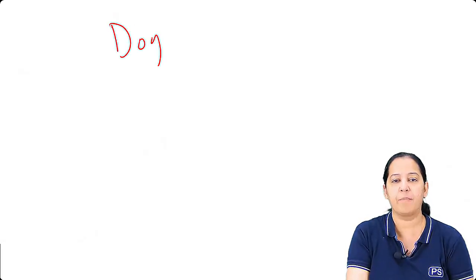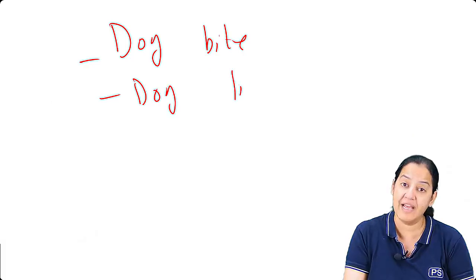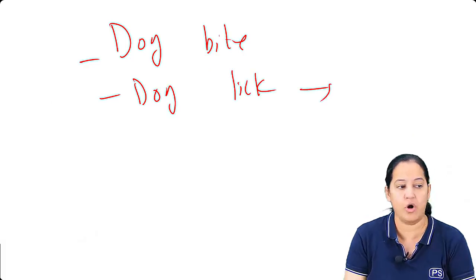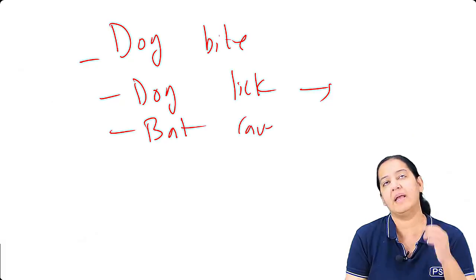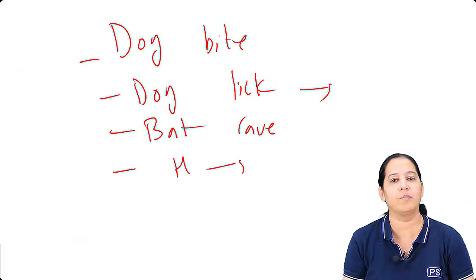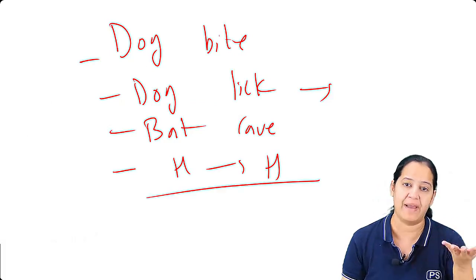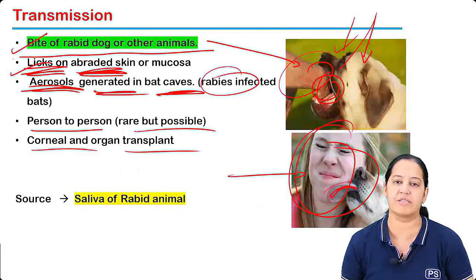Number one, the dog bite. Number two, the dog lick, but dog lick is on abraded skin. Make sure, not on intact skin. Number three, bat cave. Bat cave may be aerosol if one of the bats is infected. Number four, human to human, man to man bite, and it's rare. And fifth is corneal or organ transplant, right?